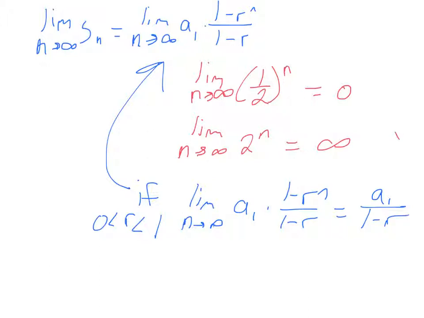And because this is a finite number, because this series goes to a finite number as n goes off to infinity, that meets our definition of a convergent series. So we'd say the series converges.